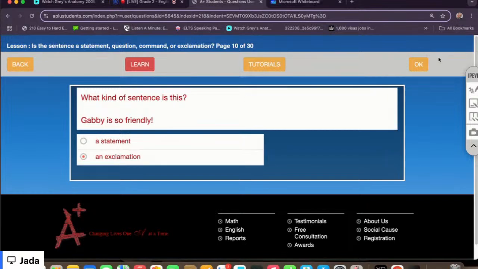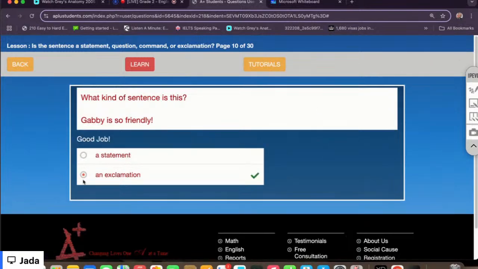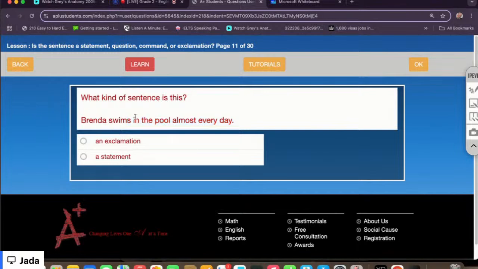Okay, so this is an exclamation because it shows a strong feeling. Gabby is so friendly. Brenda swims in the pool almost every day. So what is this one? Exclamation or statement? So this is a statement. Brenda swims in the pool almost every day.